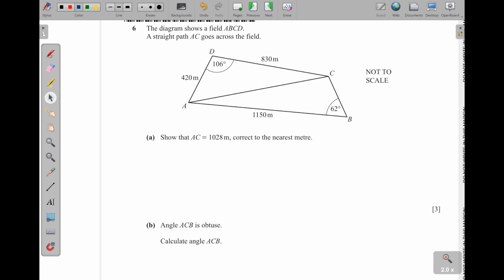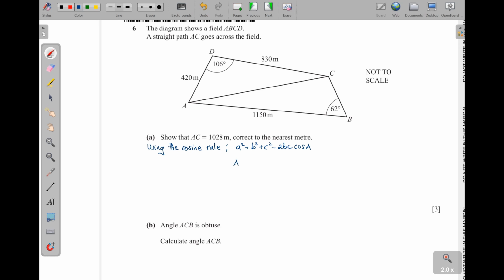All right. So here let's use the cosine rule. So I can write, using the cosine rule, which states that a squared is equal to b squared plus c squared minus 2bc cosine A.